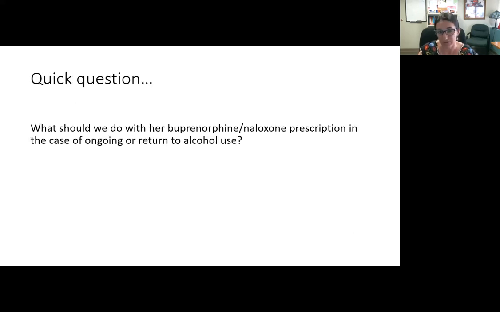And one quick question for the group, and you can either put this in the chat or just think to yourself: what should we do with our patient here? When we're prescribing, she's been really stable with her OUD on her buprenorphine prescription, but what do we do with that prescription if she has ongoing alcohol use, sometimes heavy alcohol use? What would you guys suggest? I can no longer see the chat for some reason, but I'm just going to let you ponder that.